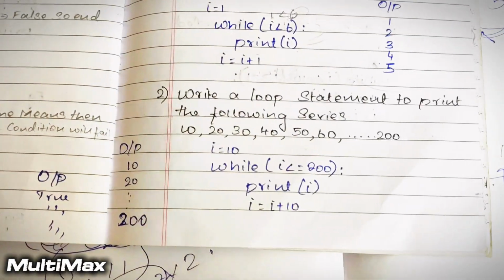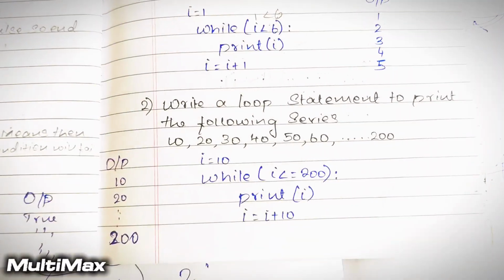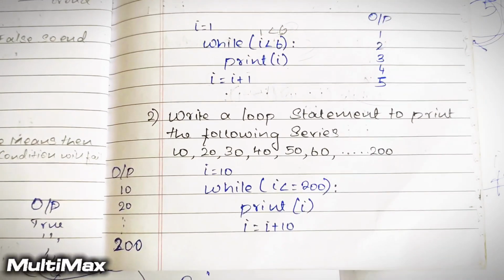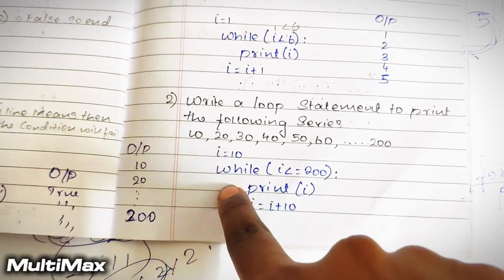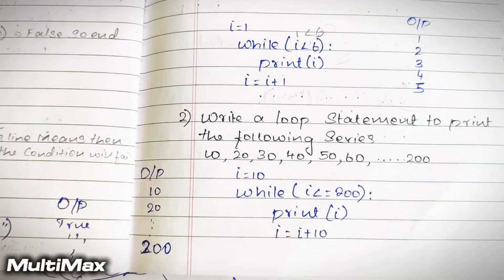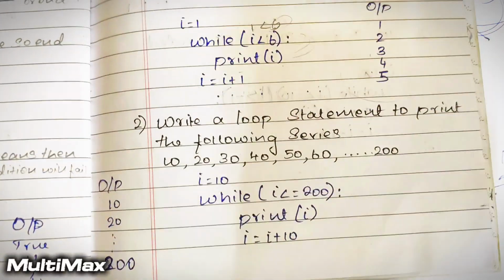And write the loop statement to print the following series: 10, 20, 40, 50. This is another one we have to print. So i equal to 10. Starting is 10 only, that's the reason why I have put 10. And next, why, 10. Wait a minute.